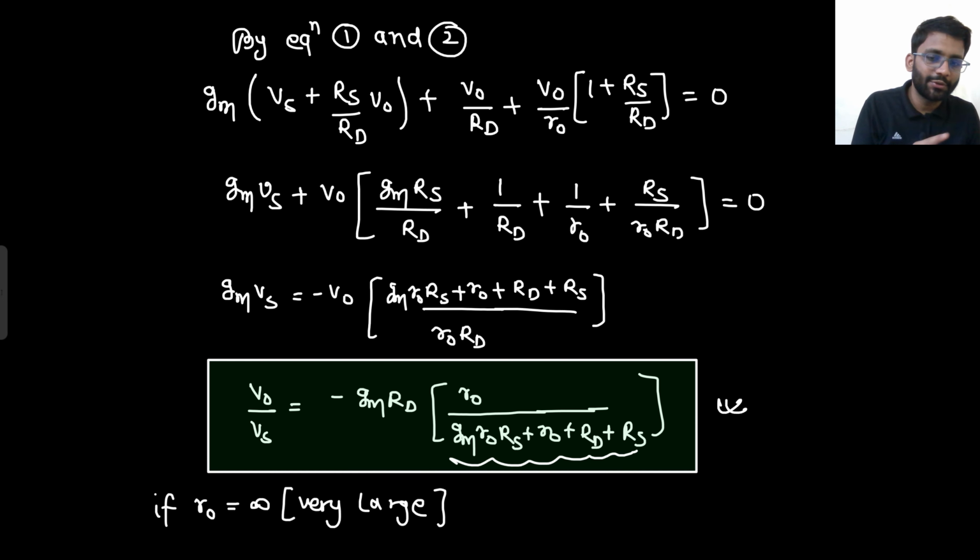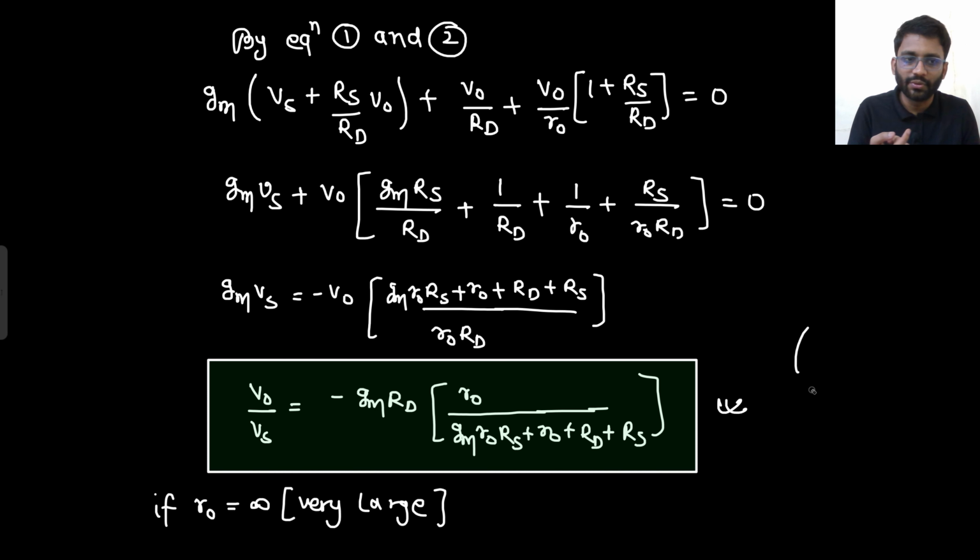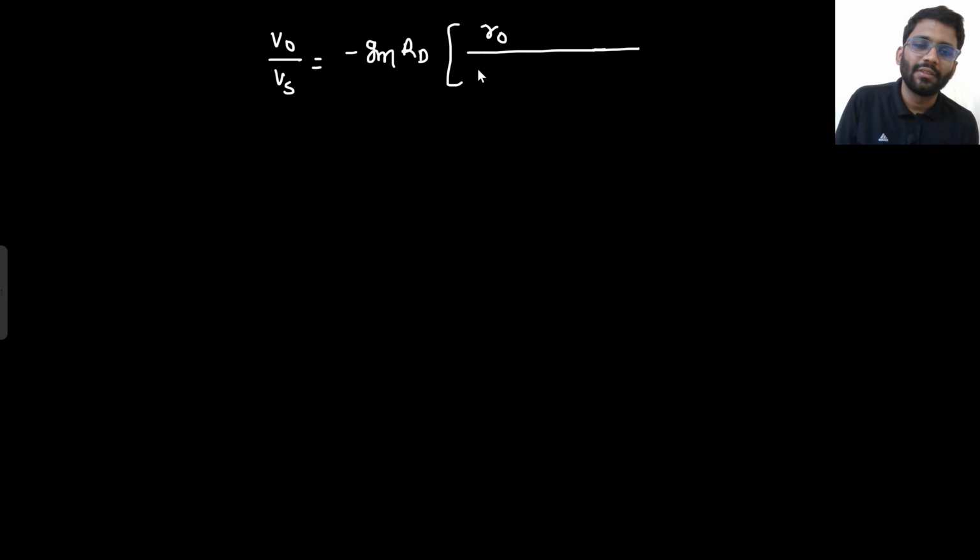This equation will be reduced to Gm R naught Rs plus R naught, because Rd and Rs will be very low compared to R naught, which is very large. So Gm R naught Rs plus R naught. This is very low, like 10,000 plus 10, nearly it will be 10,000 only. So this expression will be reduced to Gm R naught Rs plus R naught.